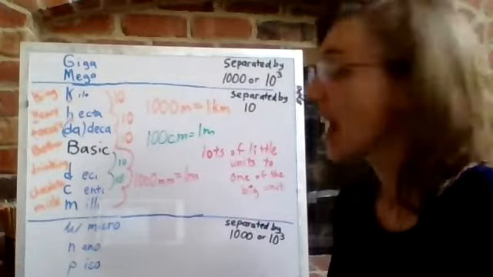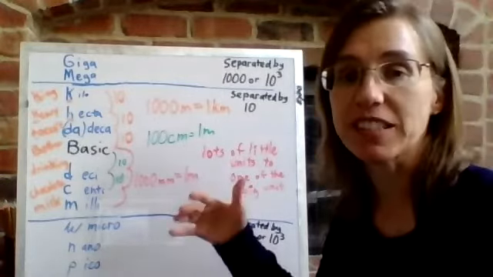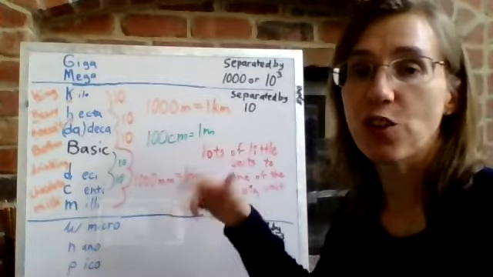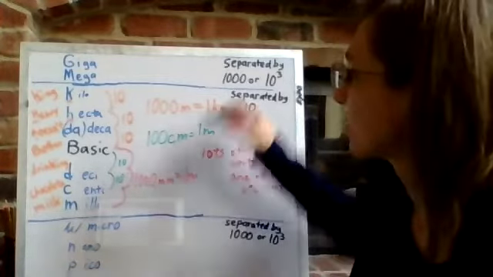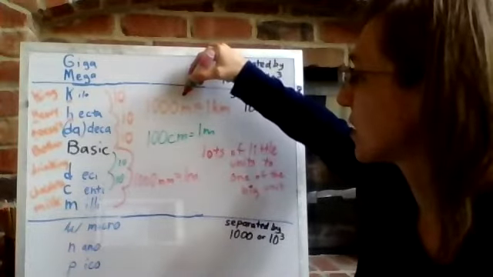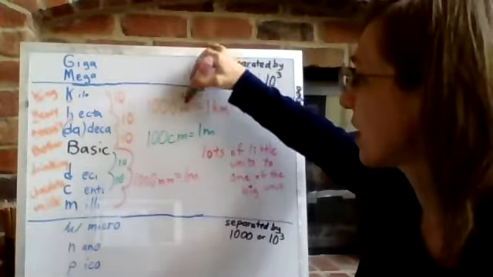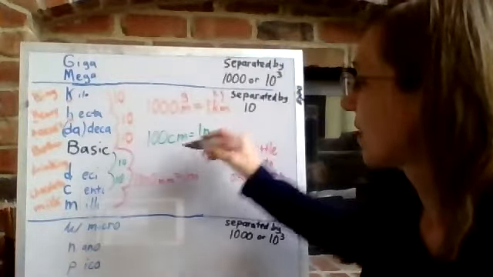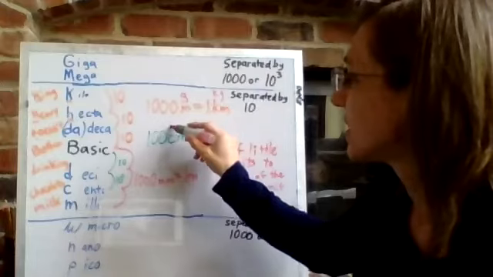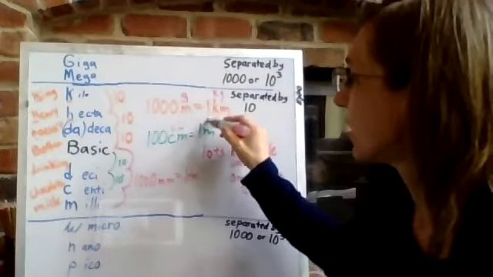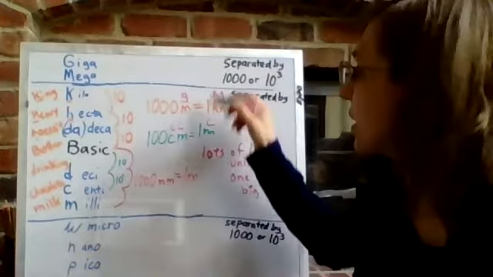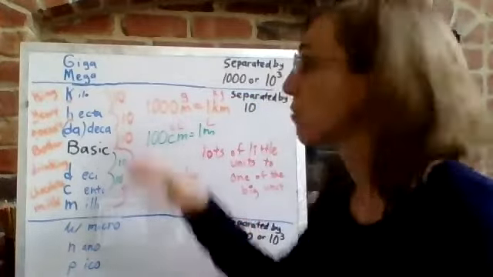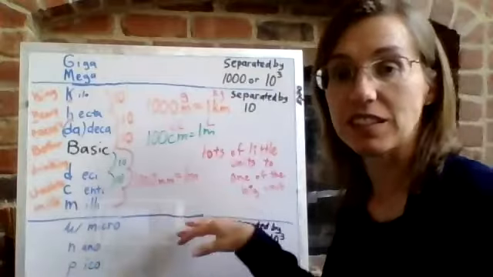Okay? And the cool thing about the metric system is this is true whether we're using meters, liters, or grams. So these same things apply regardless of what the basic unit is. So 1,000 grams equals 1 kilogram. 100 centiliters equals 1 liter. So you can change the basic unit and the numbers all stay the same.